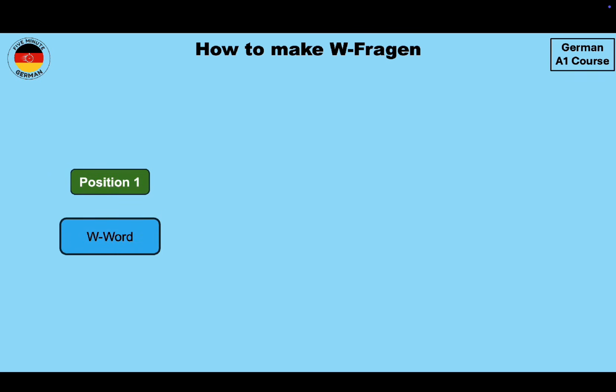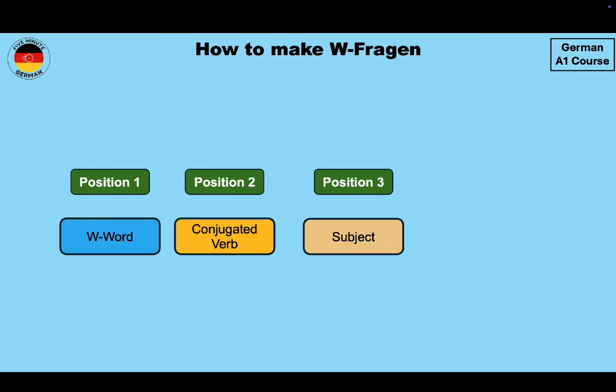So before we go into these W-Fragen, let's take a look at how to make the W-Fragen. The sentence structure for the W-Fragen is that at position 1 we have the W word or the W-Frage. At position 2 we have the conjugated verb. At position 3 we have the subject, and after that we can have some extra information if it is needed. I will show you this structure as we make some examples with the W-Fragen.